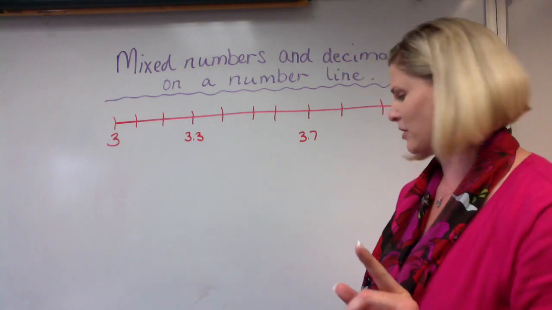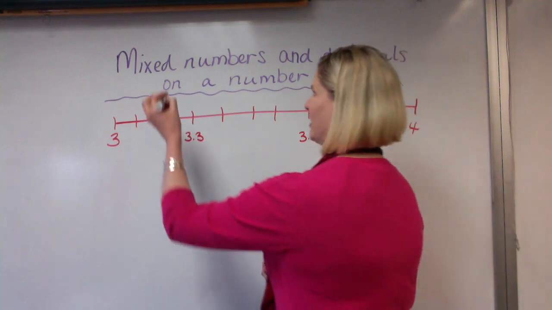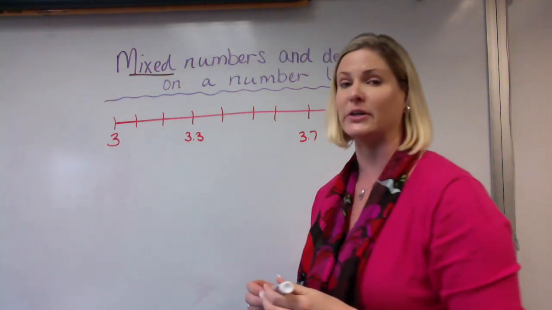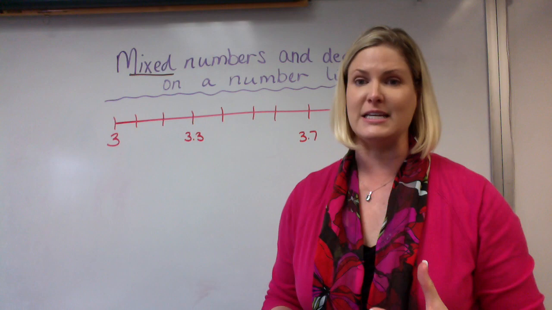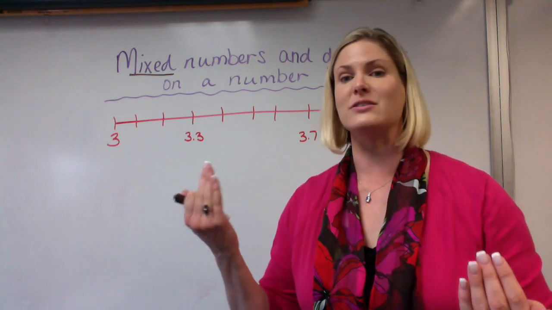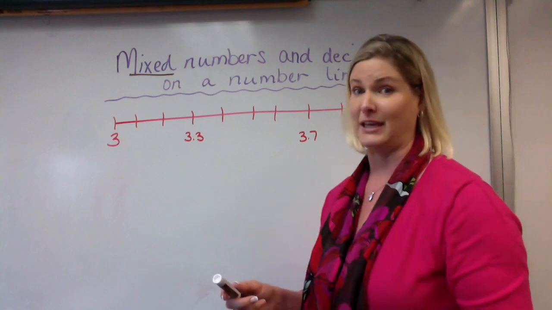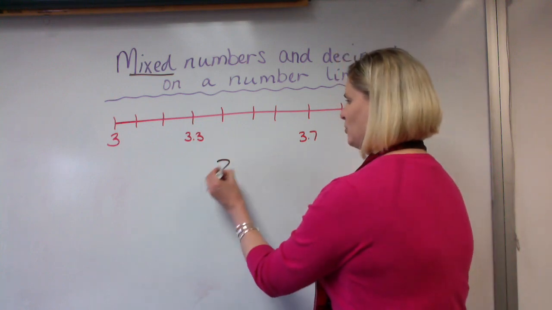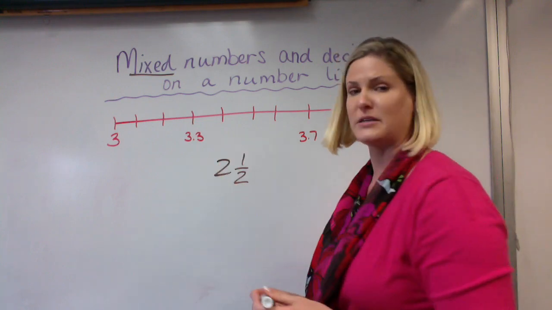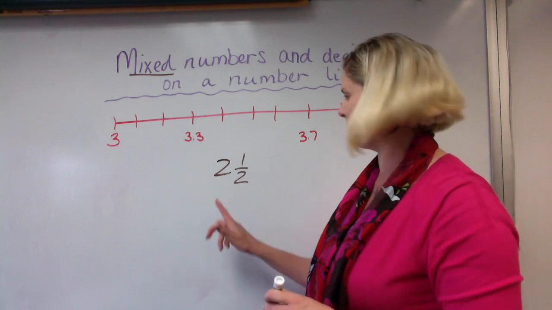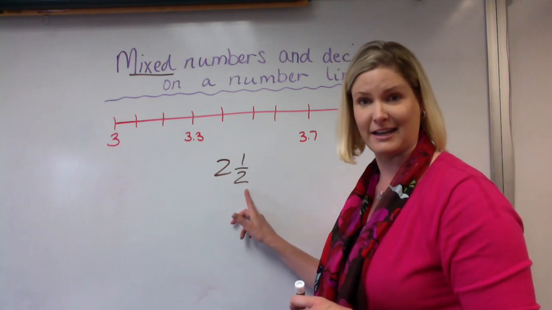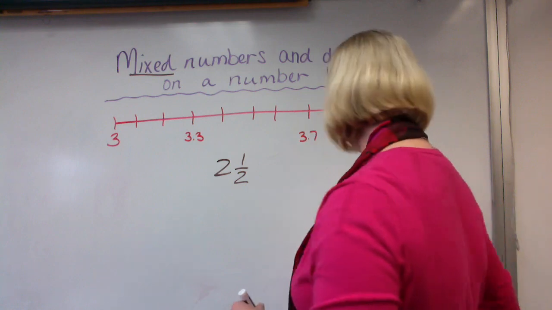The first thing I want to make sure I point out to you is this word mixed in mixed numbers. Mixed means that it is a whole number and part of a number together as one. So if you remember when we were baking cookies, 2.5 cups of flour, that was considered a mixed number because it had a whole number and it had part of a number, which was the fraction.